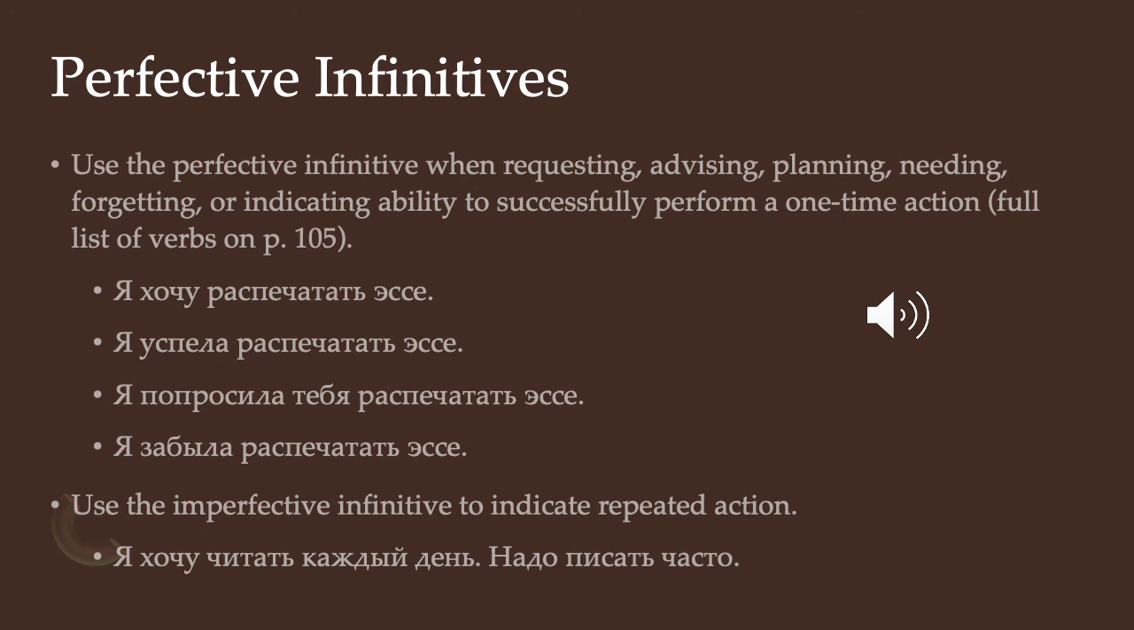However, we will use the imperfective infinitive if we want to indicate repeated action. As in, я хочу читать каждый день. I would like to read every day. Надо писать часто. You need to write frequently.